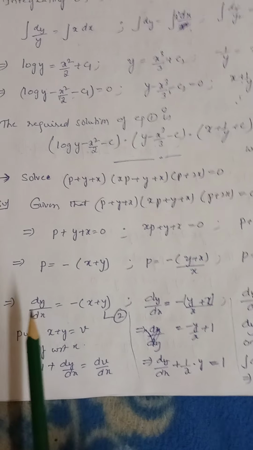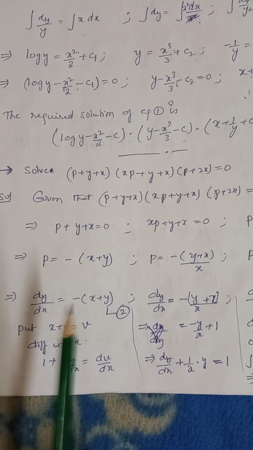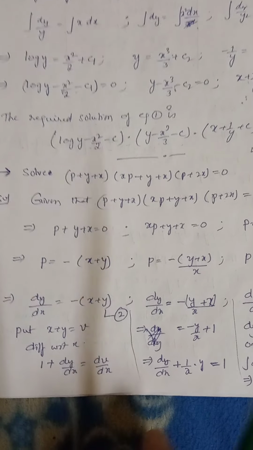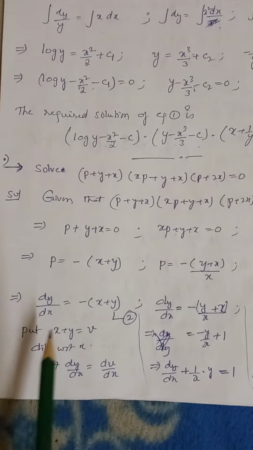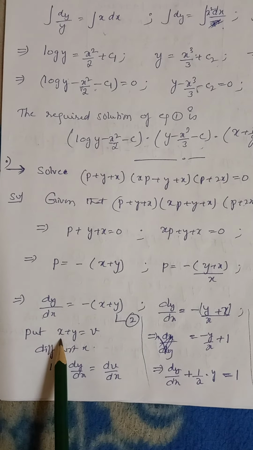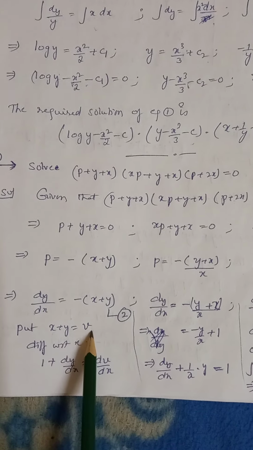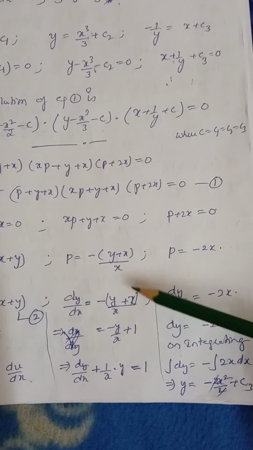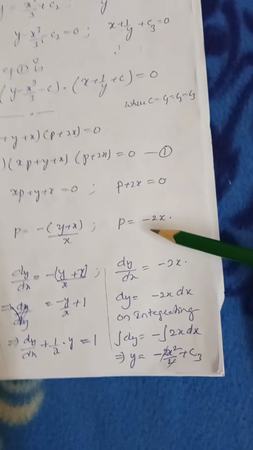What is p? dy by dx is equal to minus of x plus y. Now here we cannot solve this differential equation by variable separable method. That means we cannot separate all x terms and all y terms. That's why I'm using the substitution method here. Put x plus y is equal to v. Differentiate with respect to x on both sides. Differentiation of x is 1, and differentiation of y with respect to x is dy by dx, equal to differentiation of v, which is dv by dx. Now I am transforming p as dy by dx and transporting these terms to the left side.